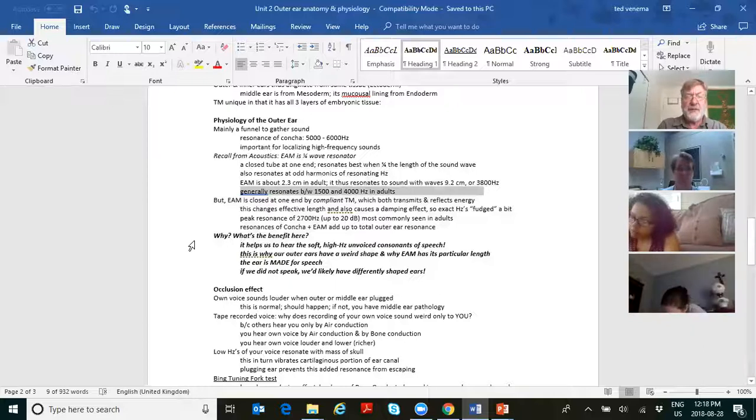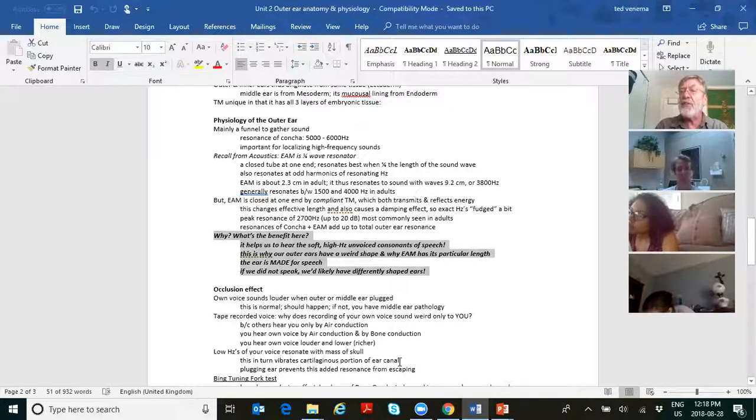And so carry on. And what's the benefit here? It helps you to hear the soft, high frequency, unvoiced sh. You're not using a voice for the consonants of speech. This is why the outer ears have a weird shape and why the ear canal has its length. The ear is made for speech. If we didn't speak, we'd likely have differently shaped ears. We probably would have dog or cat's ears.